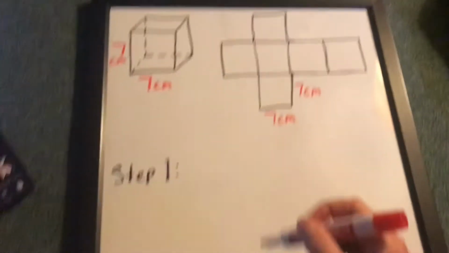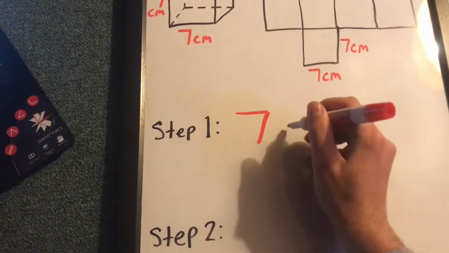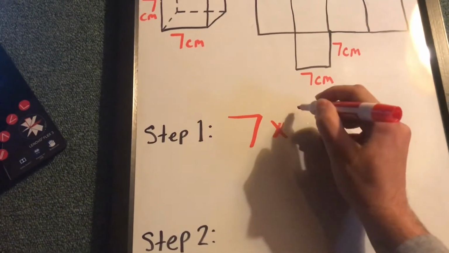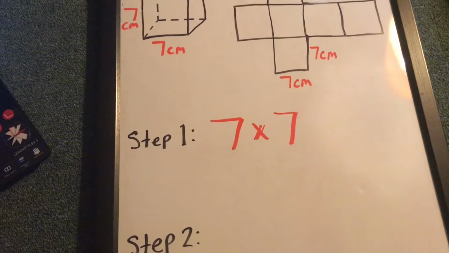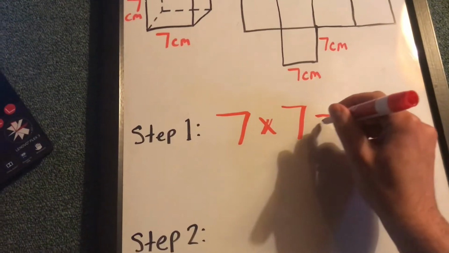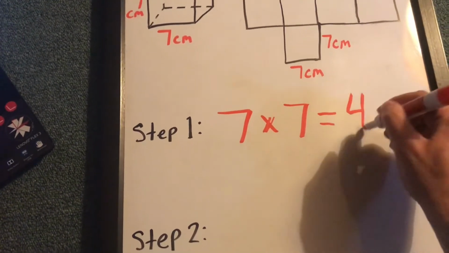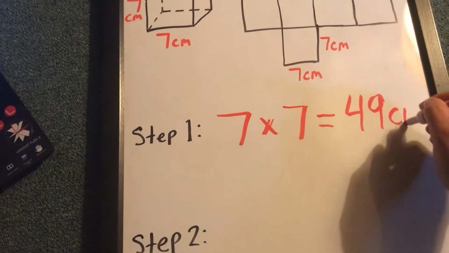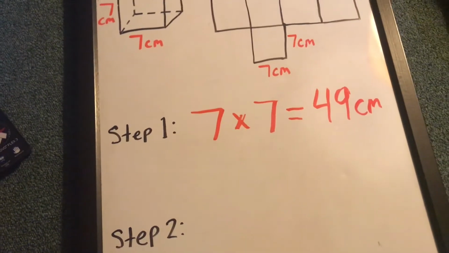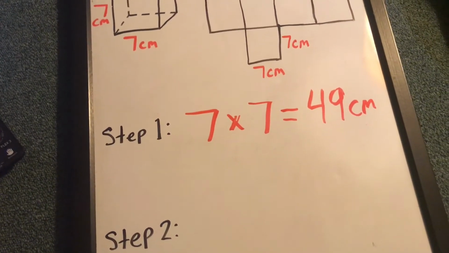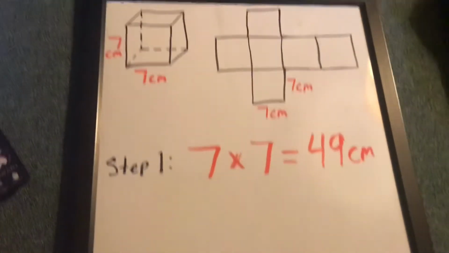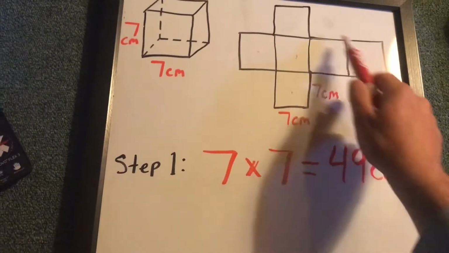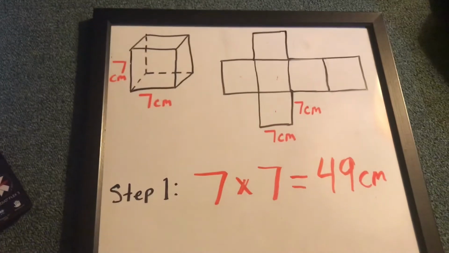So our step one is to multiply 7 times 7. And we all know 7 times 7 gets us 49. That's important to label. So this gives us 49 centimeters for our area of each of the square faces. So each one of these square faces equals 49 centimeters.